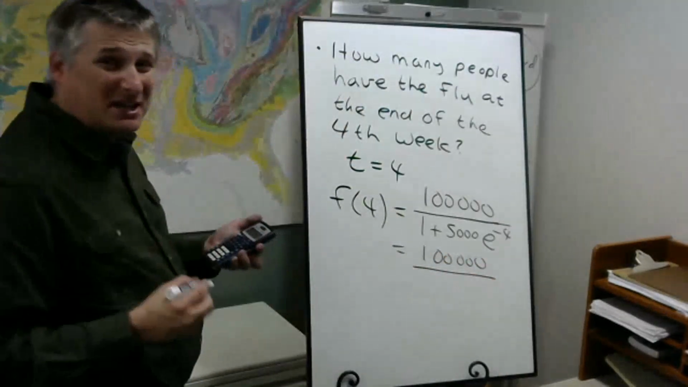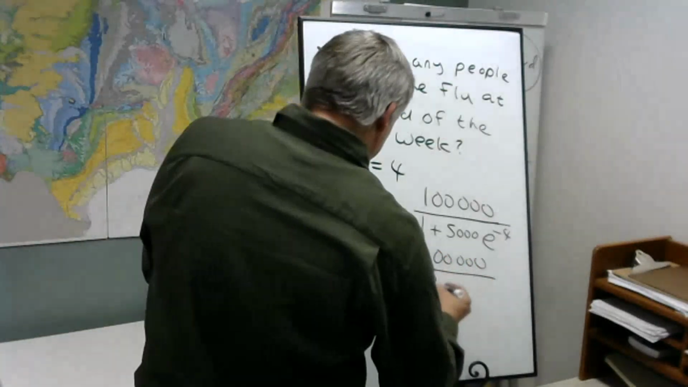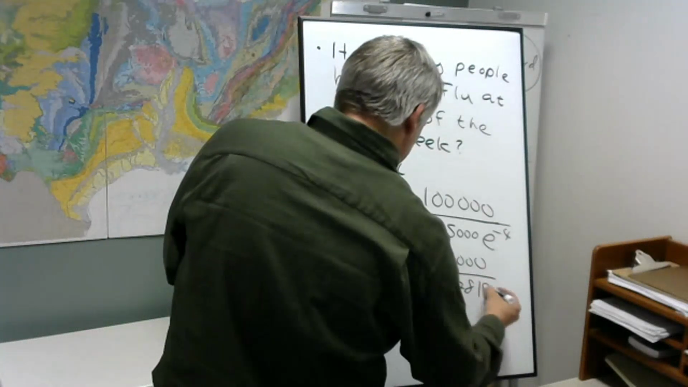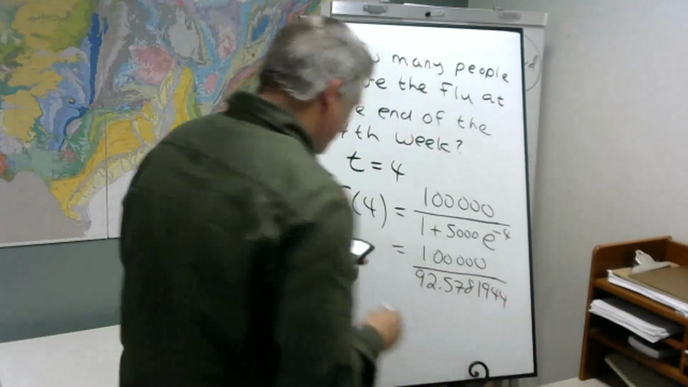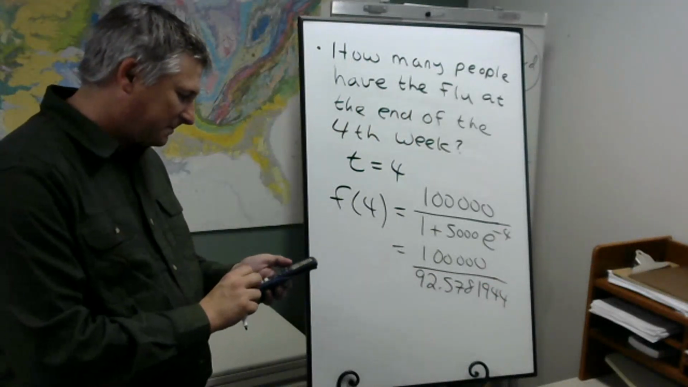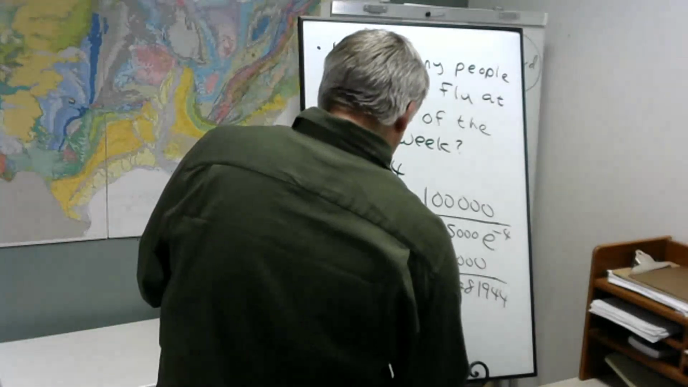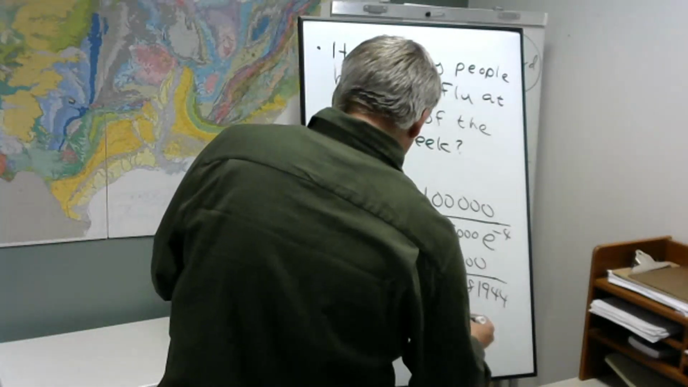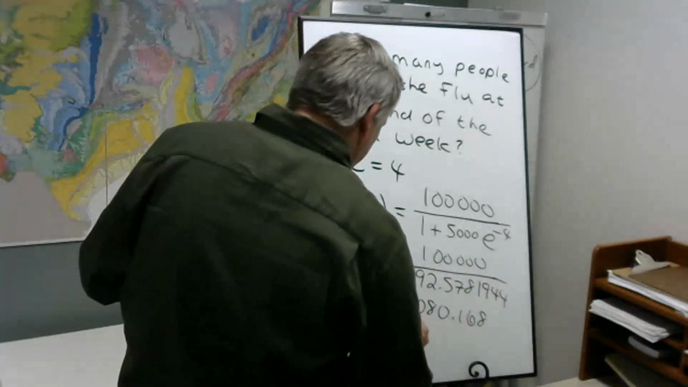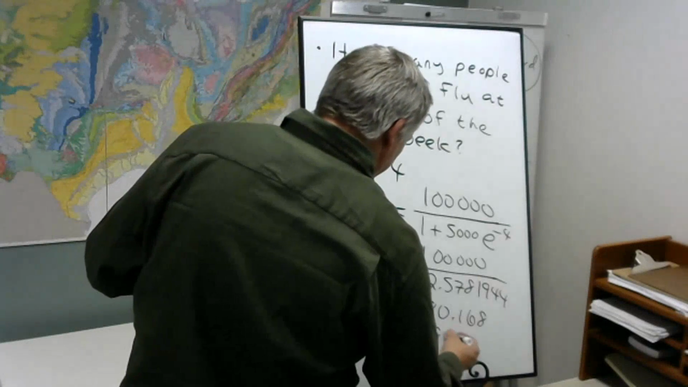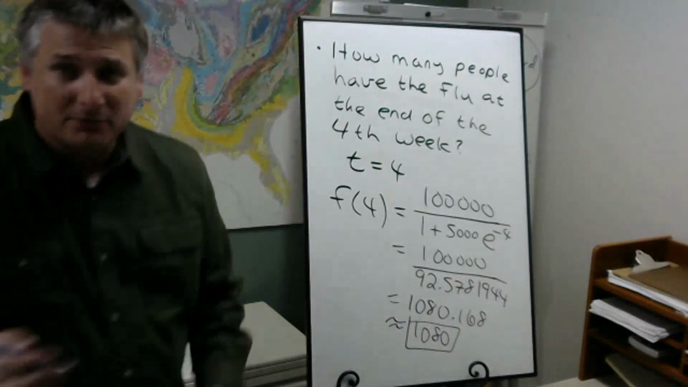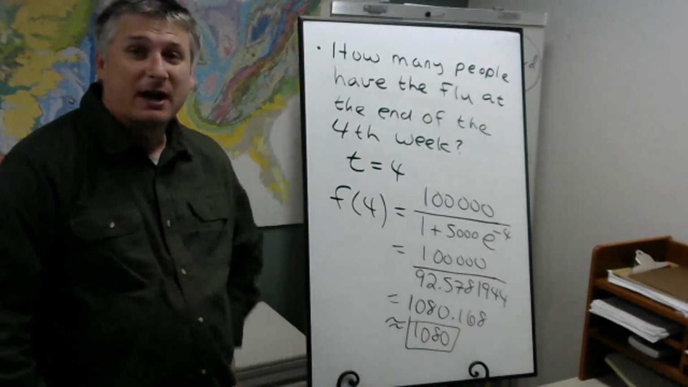And I'm going to use as many decimal places as I can, and divide by that answer. And so I get 1,080, not 1.68. And here in the text, they want us to round to the nearest person. Not just round down, but round to the nearest person. And we've got that.